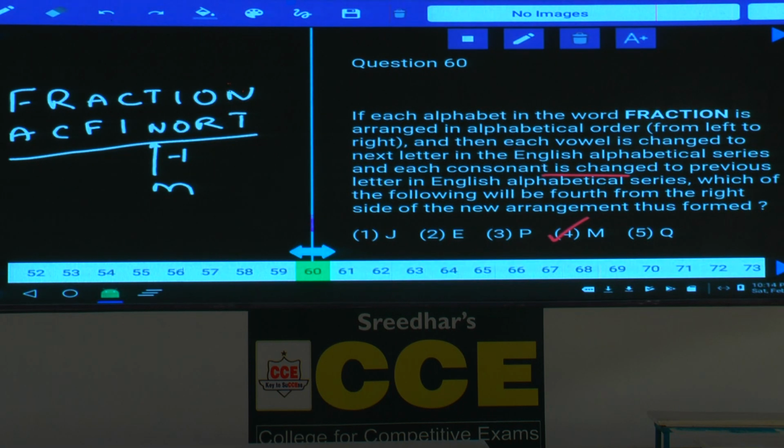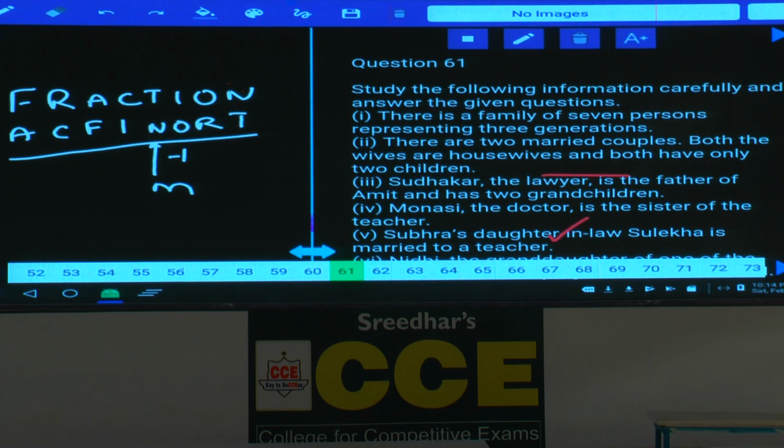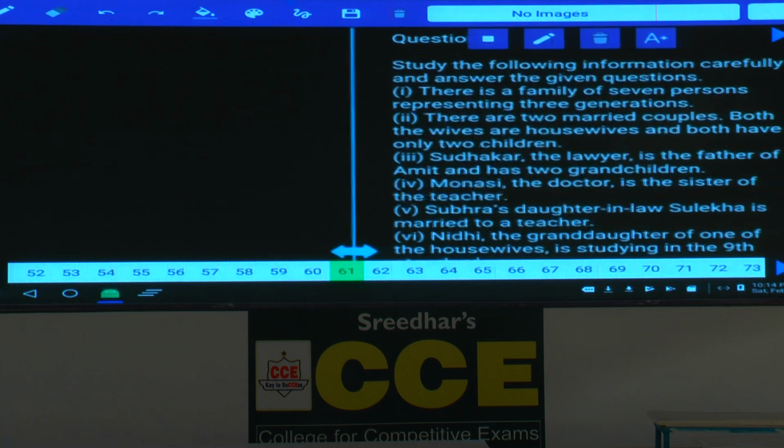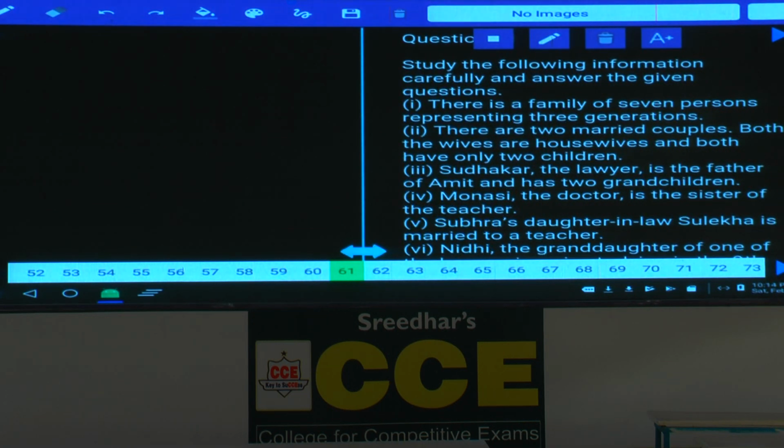Then 61 to 65. Now in this 61 to 65, there is a family of 7 persons. Now it is again based on blood relations. In a family, how many persons are there? There are 7 persons. There is a family of 7 persons representing 3 generations. Then there are 2 married couples, and both the wives are housewives, and both have only 2 children.